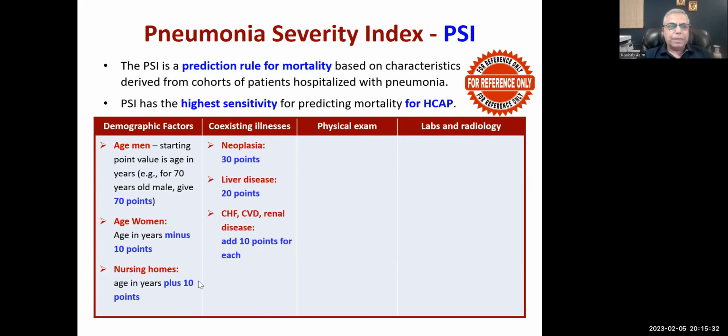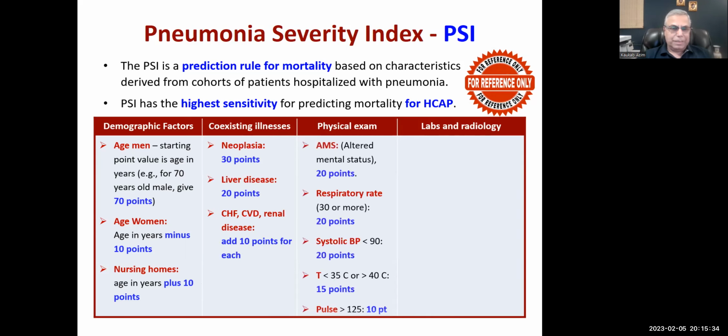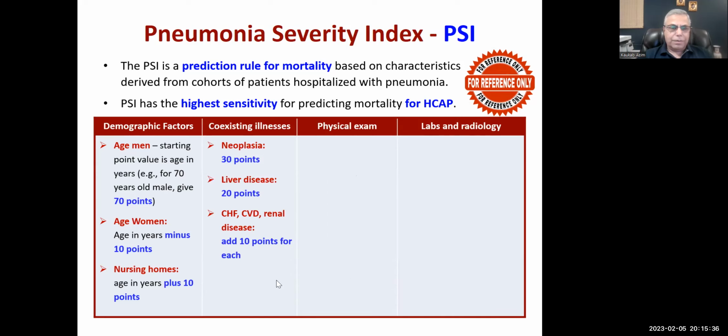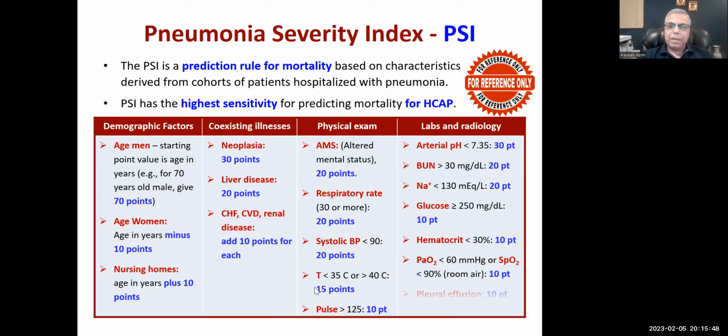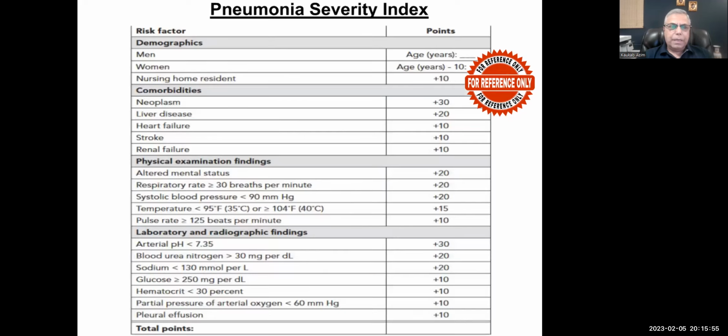Nursing home residence and neoplasia, meaning if he has cancer, liver disease, chronic heart failure, cerebrovascular disease and renal disease, right? We are giving points for altered mental status, respiratory rate, systolic blood pressure, fever, pulse, and lots of things, right? So then we calculate the score. So this is for reference only. Same thing written in the form of a table. This is a little bit easier to read.